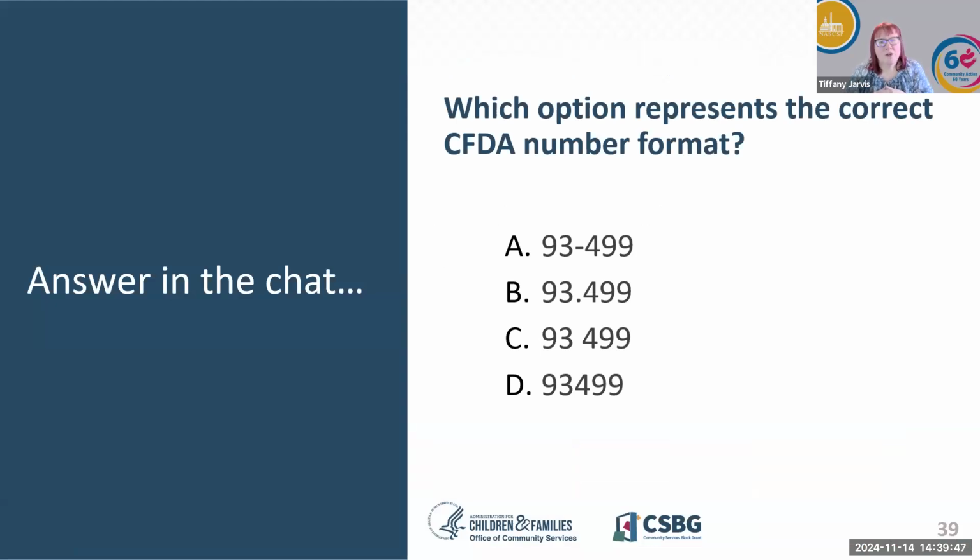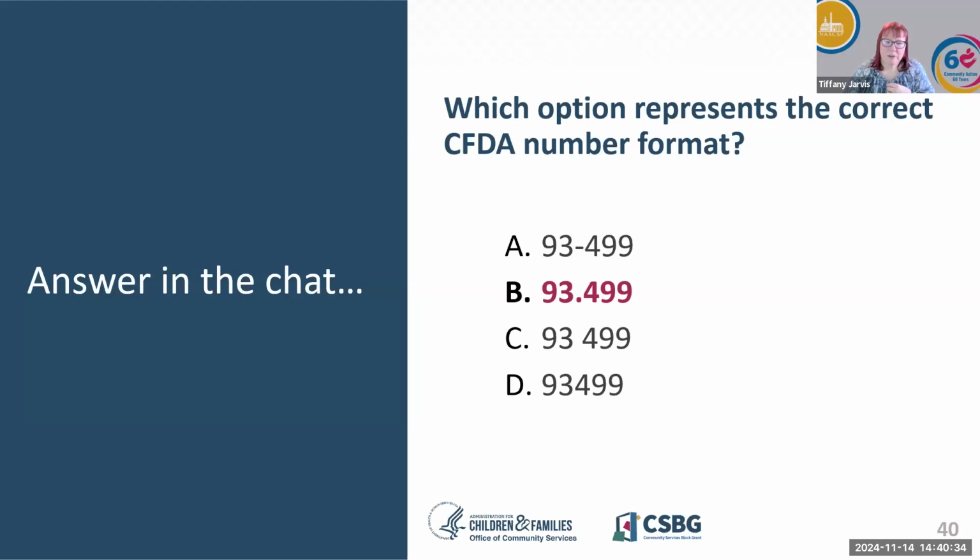Okay, we're going to do another knowledge check for section C. Using chat, please indicate which is the correct CFDA format. Give you a few moments to enter A, B, C, or D in the chat. Next slide, please. Gold star. Everybody, from what I saw, had the correct answer, which is B, because the CFDA numbers use the number, point, number format. We're going to have one more knowledge check.